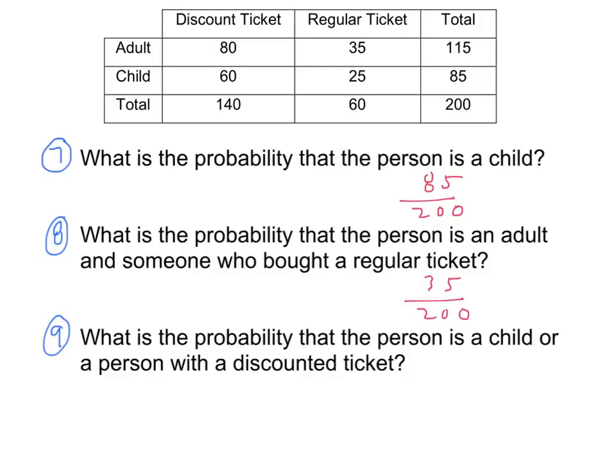Okay, and lastly, probability that the person is a child or a person with a discounted ticket. So we need a child, that's these guys. Or someone with a discounted. So we also have to include these discounted. 80 plus 60 plus 25, that's 165 out of 200. All right, so we'll do some more of these in class.